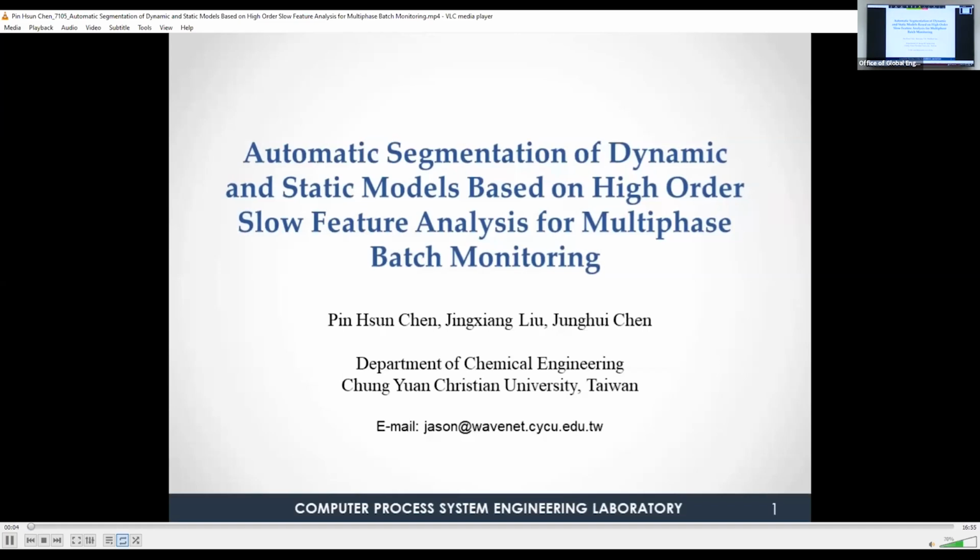My topic is automatic segmentation of dynamic and static models based on high-order slow-feature analyzer for multi-phase batch monitoring.